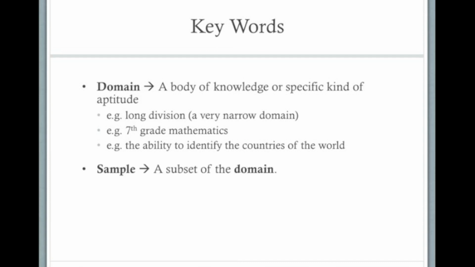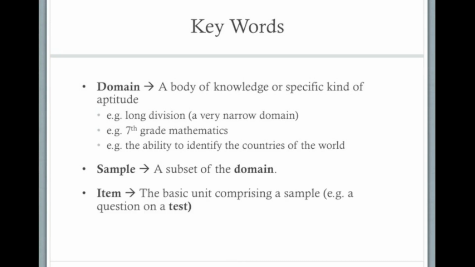The next word is sample, and I want you to think of a sample as a subset of the domain, and ideally a representative subset of the domain. In the case of long division, while we may be interested in the domain of the ability to solve any or all long division problems, a specific sample would be maybe 20 long division problems, which are part of the domain, but it's really a subset. It's not the entire domain or the domain itself.